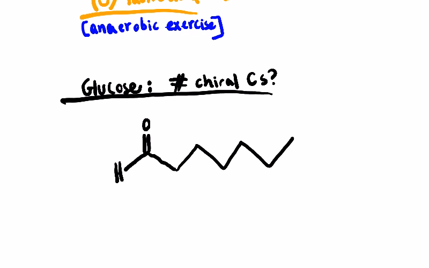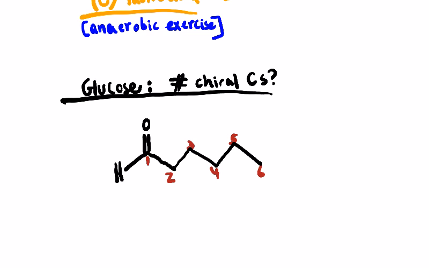So looking at the number of carbons here: 1, 2, 3, 4, 5, 6. I went 1 too far, so I'm going to go ahead and erase that 7th carbon. Didn't mean to erase all that. All right, so we have our 6-carbon sugar.